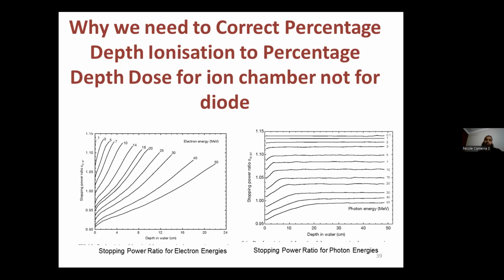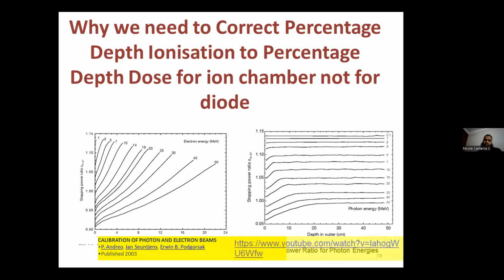I think there is a beautiful presentation on YouTube that someone has explained in detail. If you go and watch it, it's just a 5 minute video, but it explains in a really fantastic way why you don't have to correct for stopping power ratio when you're using diodes. For your percentage depth ionization curve, you don't need to correct it for photons, but you need to correct for electrons. But if you're using a diode, you don't have to correct it for anything, either electron or photon.